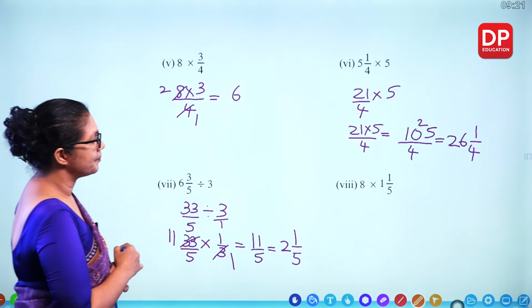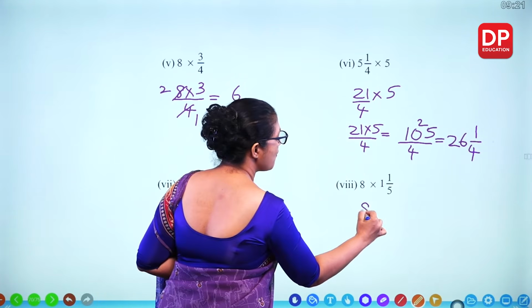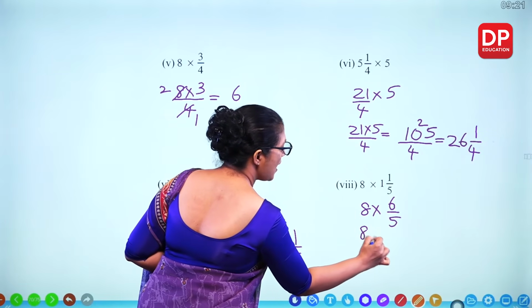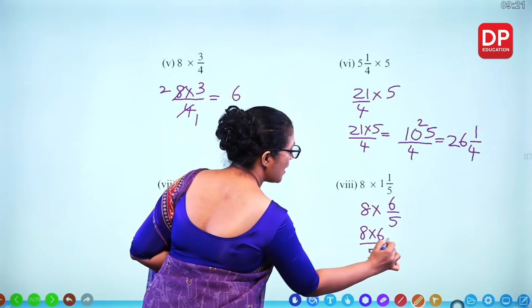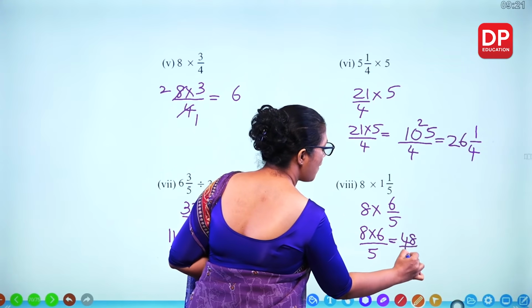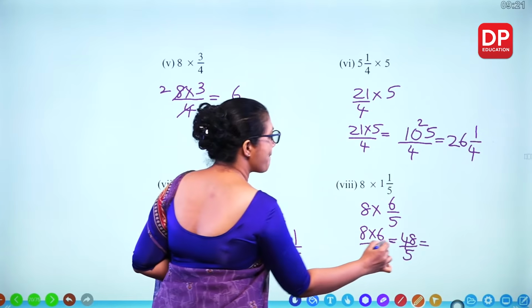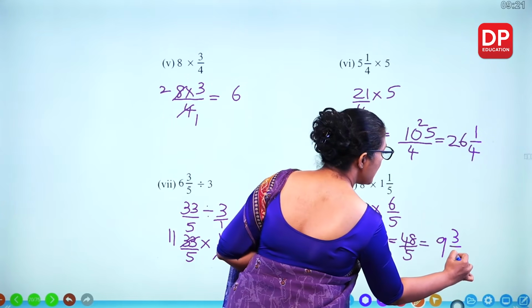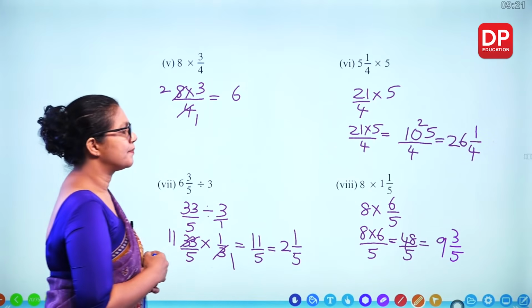1/5. Here convert to improper fraction first. 6 over 5. Multiply the numerators and divide by 5. You get 48. Divide by 5. 9, 45. 3 parts are remaining, so 3/5.